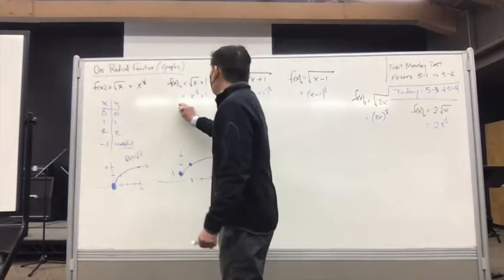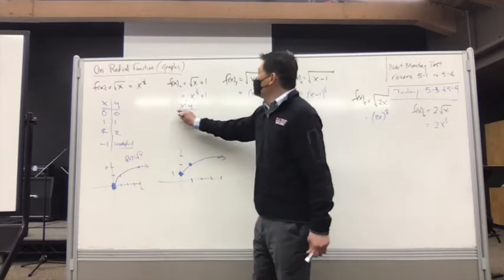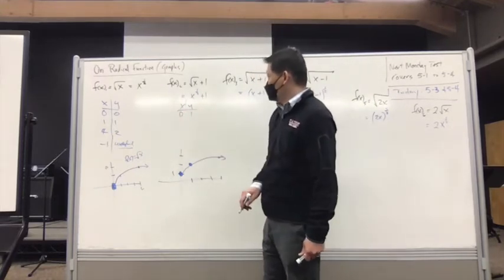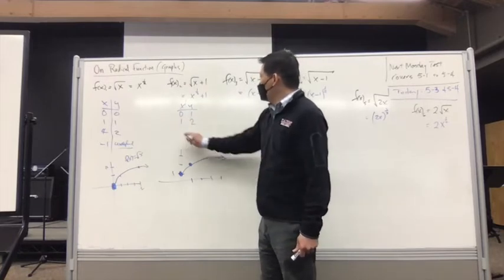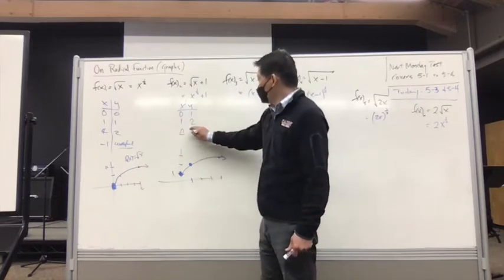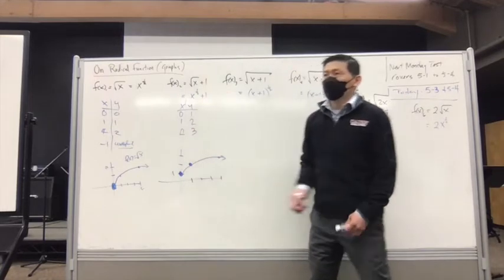If you do the analysis using the XY table, it makes sense. You put 0 in here, it becomes 1. You put 1 here, it becomes 2. If we put 4 in here, it becomes 3. You just put it in there.